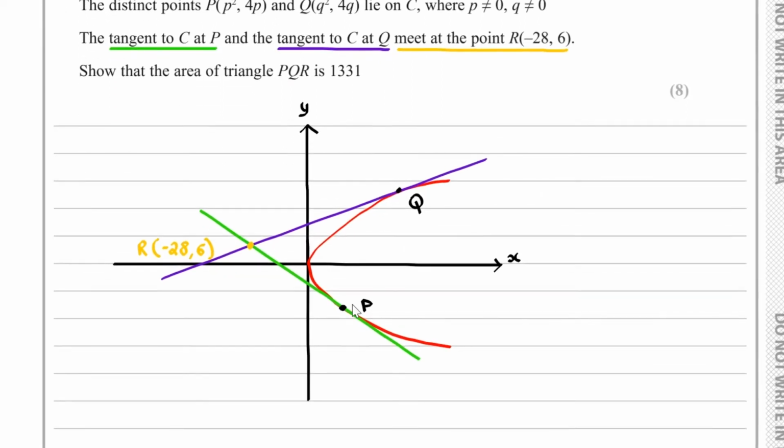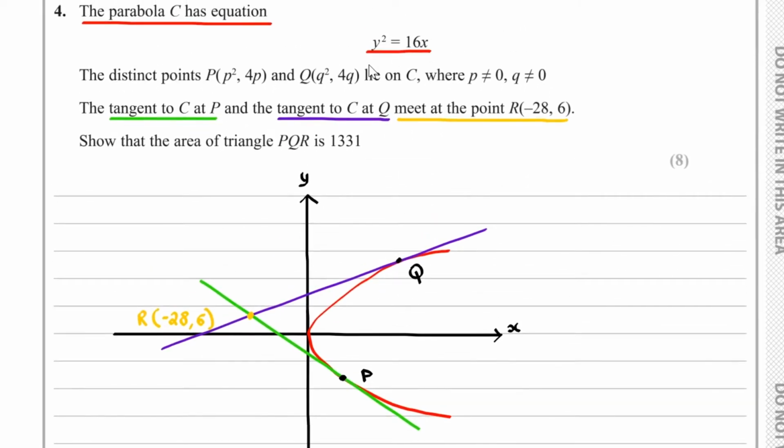So what I've done over here is I've drawn out the problem. We've got our parabola C, y squared equals 16x, that's shown in red. And we've got the points P and Q, those are shown here. The tangent to C at P, that's shown in green over here. And the tangent to C at Q, that's shown in blue over here. Those two tangents meet at this point, minus 28, 6.